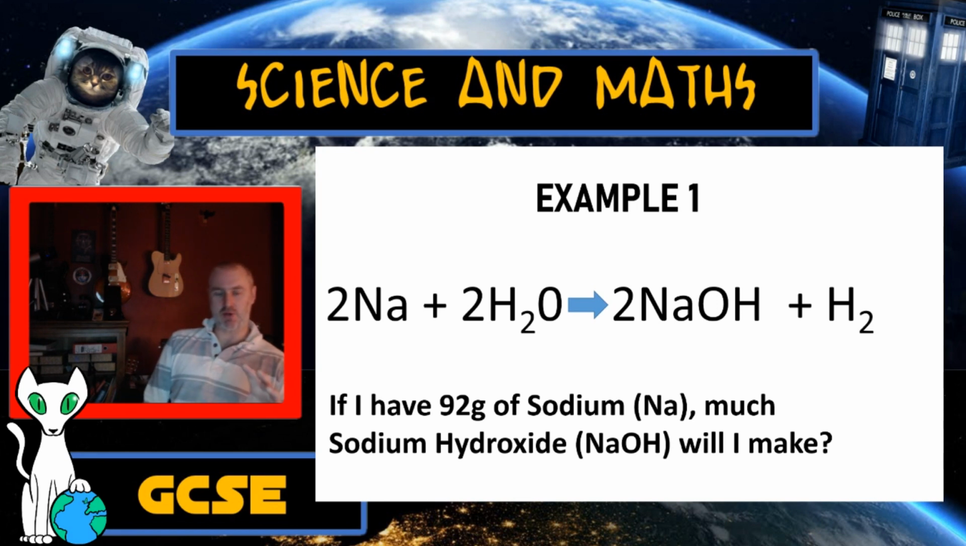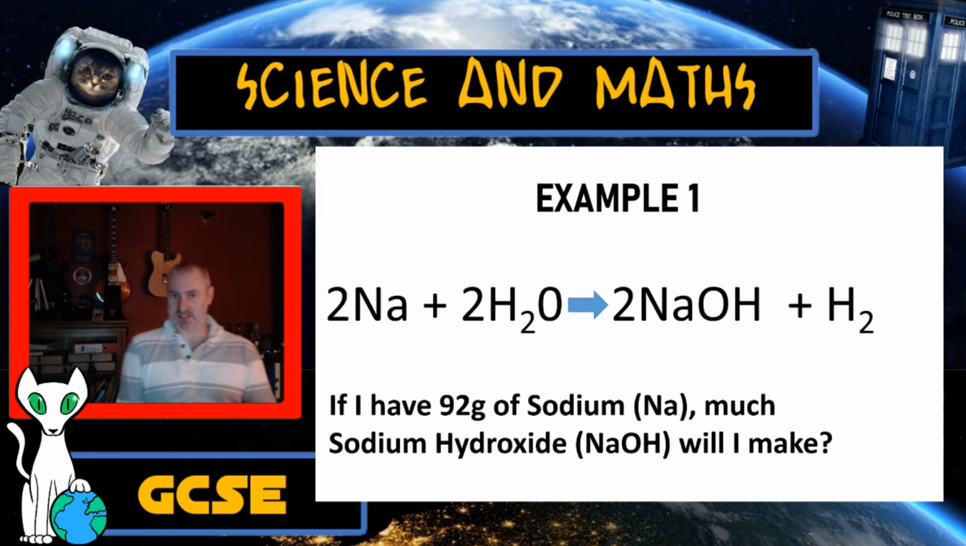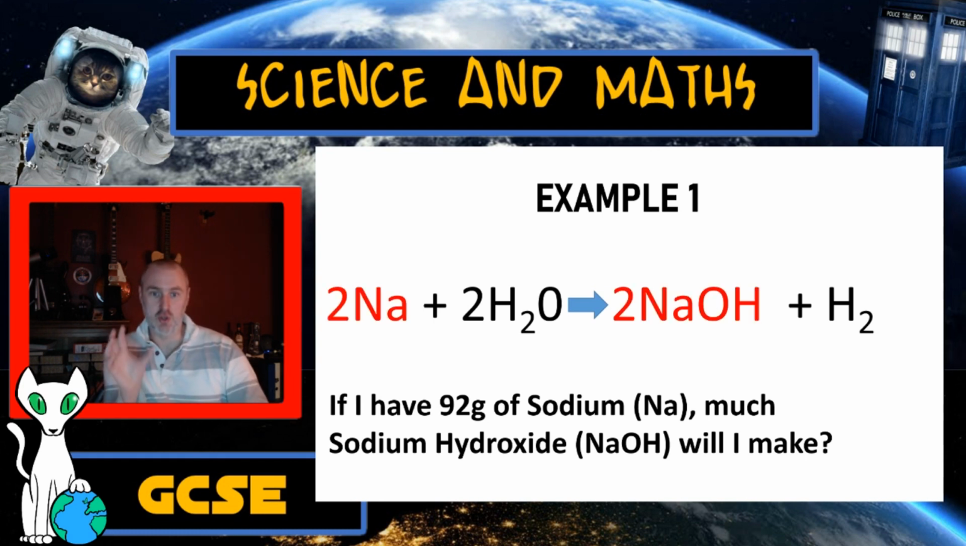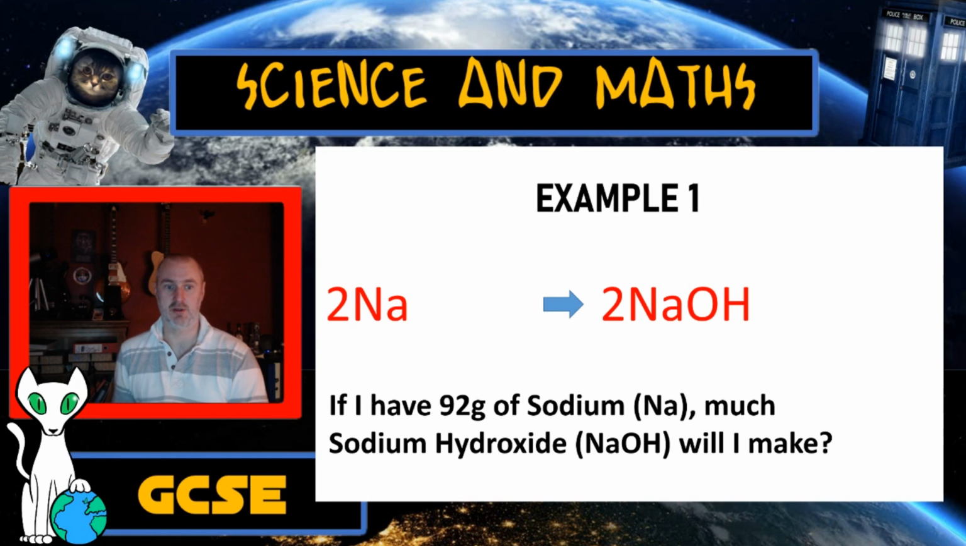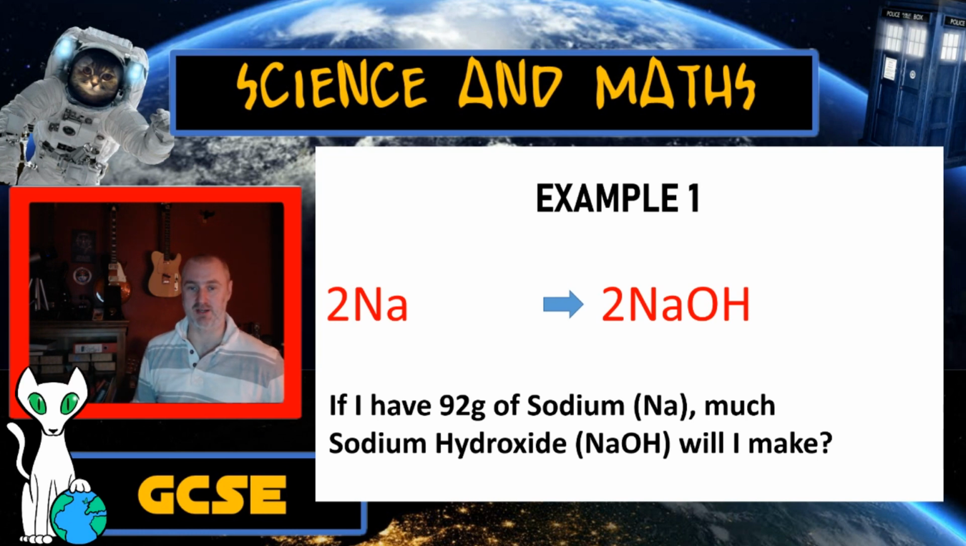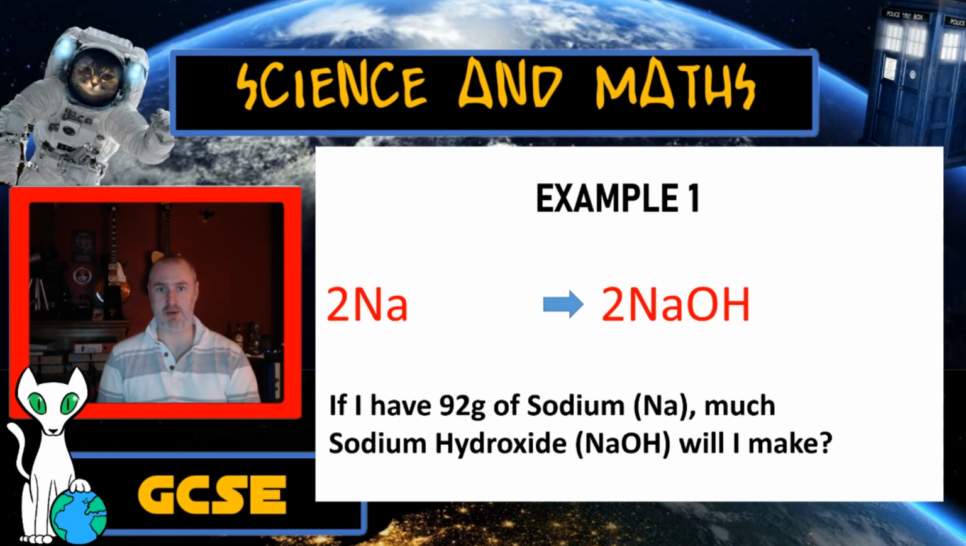Now, if I get a question like that, they can seem at first quite confusing. So what steps can we follow to make it as less confusing as possible? Well, the steps we can take are, we can look at the 2 compounds, or the 2 elements, or the element and the compound that are mentioned in the question, and we can cross out everything else. Alright, my question here only tells me that I have 92 grams of sodium, and it wants to know how much sodium hydroxide I'm going to make. Everything else can be crossed out.